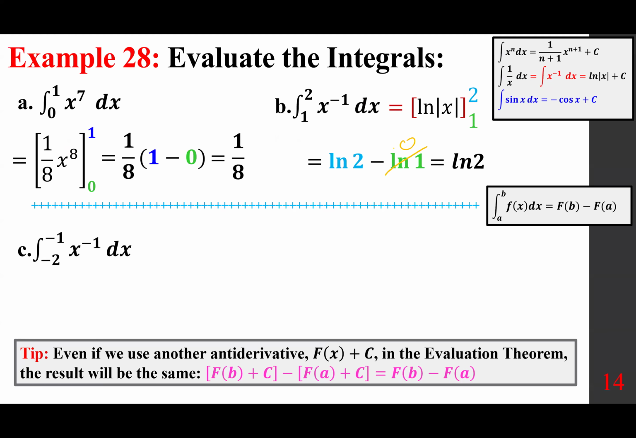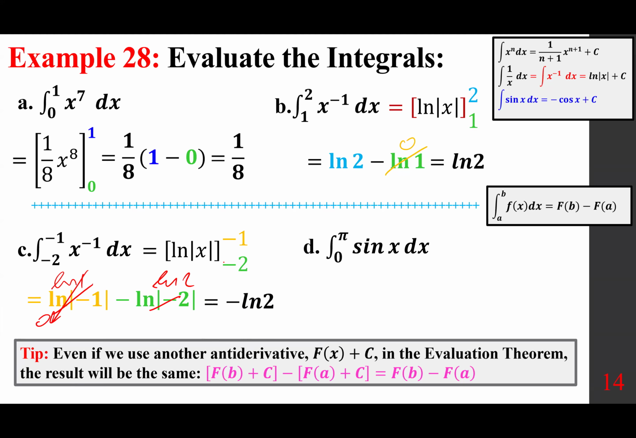Whereas this one, again, we get the same answer, natural log, but both limits are negative, and we must keep the absolute value because ln of -1 means nothing because the domain is from 0 to infinity. So ln of -1 is undefined. So this is ln1, which is 0. This is ln2. So minus ln2 is the final answer.